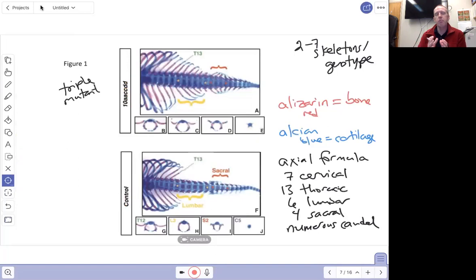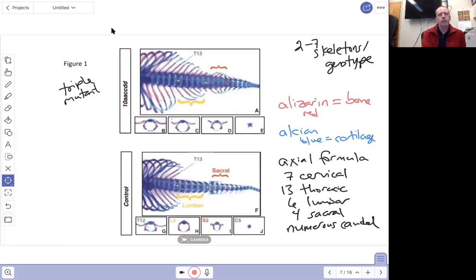So the basis for the analysis of this paper, there's no math, there are no graphs. This paper is unique, and it's common for a developmental paper, but it's unique among the papers we're likely to read because all of the analysis is visual. They've photographed skeletons, and they want to show you the impacts of having these mutants, comparing a control mouse to a mutant mouse.